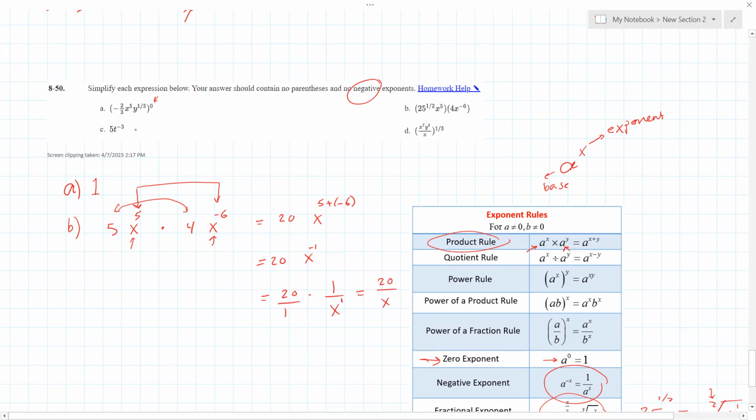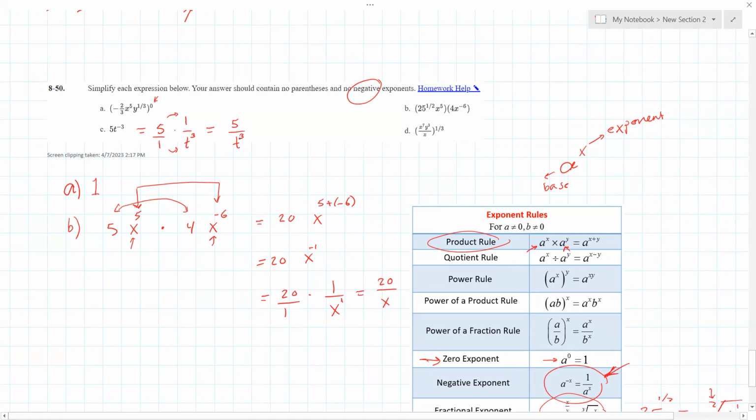In part C, as we see here, we have a negative exponent, and again we look at the negative exponent rule, this rule. So it will be 5 times 1 over t cubed. We change the exponent into positive, but 5 is 5 over 1, so we multiply the top by the top and the bottom by the bottom, so 5 over t cubed.